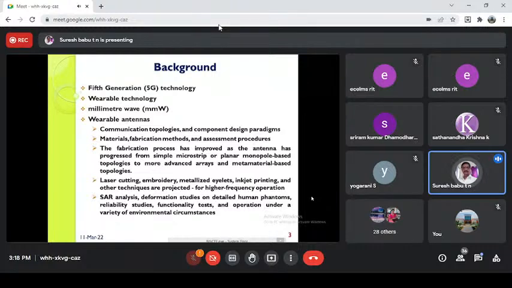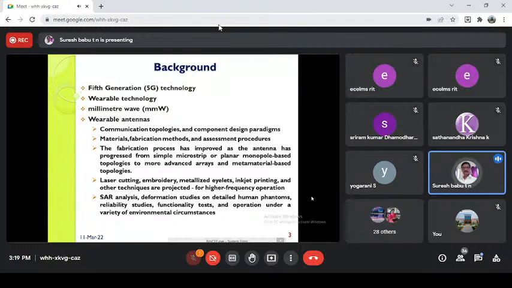So the above 6 gigahertz is called millimeter waves, which are used in wearables. To design wearable antennas in the millimeter wave, we consider a combination of topologies, component design paradigms, and also materials, fabrication methods, and assessment procedures for evaluation of the wearable antennas. The fabrication process has improved as antennas progressed from simple microstrip or planar monopole-based topologies to more advanced arrays and metamaterial-based topologies.